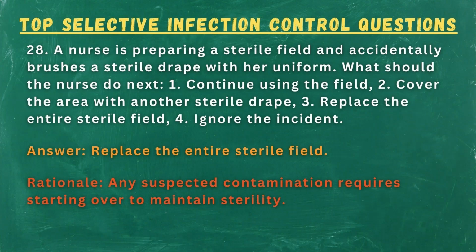28. A nurse is preparing a sterile field and accidentally brushes a sterile drape with her uniform. What should the nurse do next? 1. Continue using the field. 2. Cover the area with another sterile drape. 3. Replace the entire sterile field. 4. Ignore the incident.